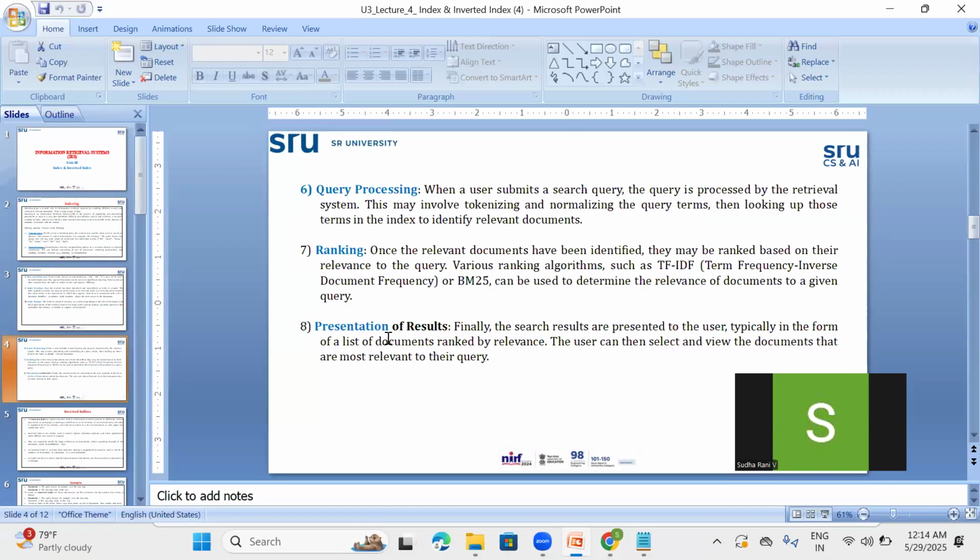So the next step, the sixth step, is query processing. Seventh is ranking, and eighth is presentation of results. So a total of 8 steps are taken for indexing.